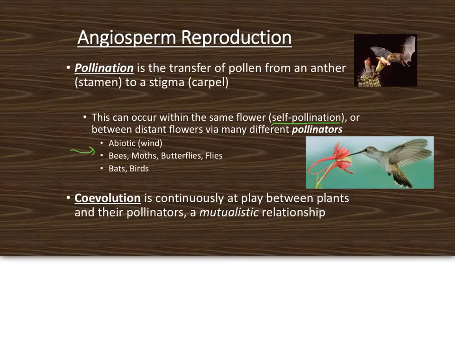What's kind of cool about this whole process is that we've seen coevolution occur between plant species and animal species. And this coevolution will occur so that the plants can get pollinated and the animals can get the food that they're looking for from those flowers. So it's really based on a mutualistic relationship, right, where both species benefit.